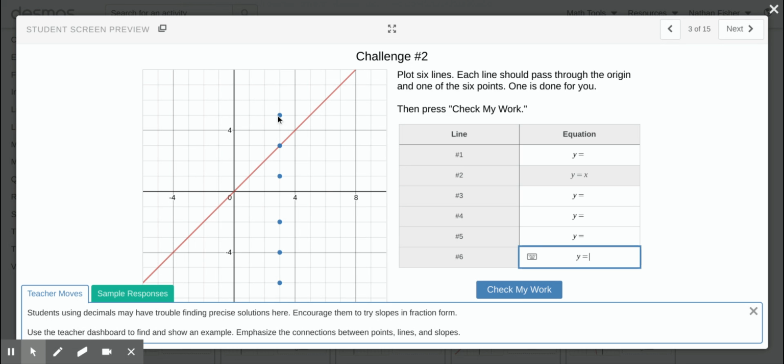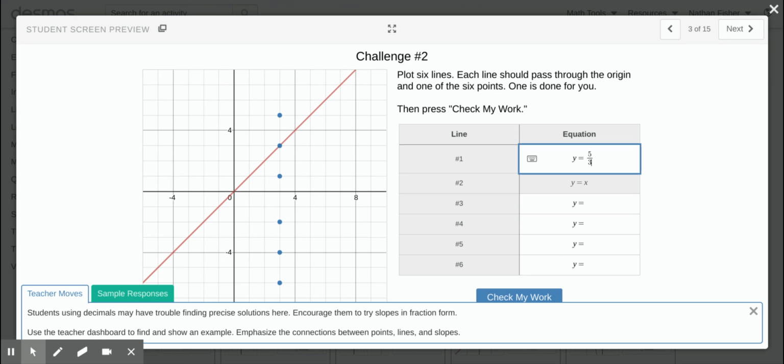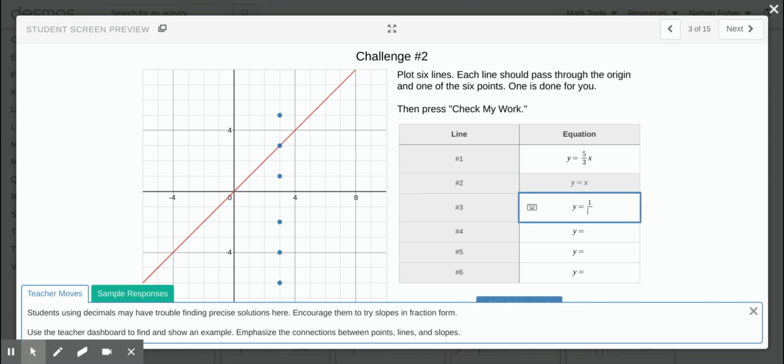So let's just work our way from the top all the way down here. So from the origin, I'm going to count up and down first. So 1, 2, 3, 4, 5 up, 1, 2, 3 over. So up 5 over 3 times x. Let's check that one first just to make sure we're on the right page. Boom, there we go. Okay, let's reset it. The next one, I would go up 1 and over 3 to hit that point. So 1 over 3 times x.